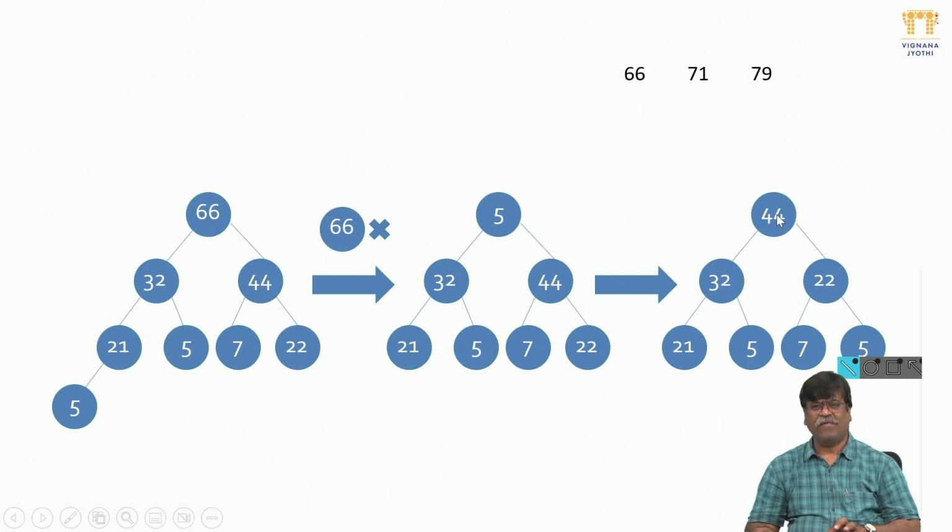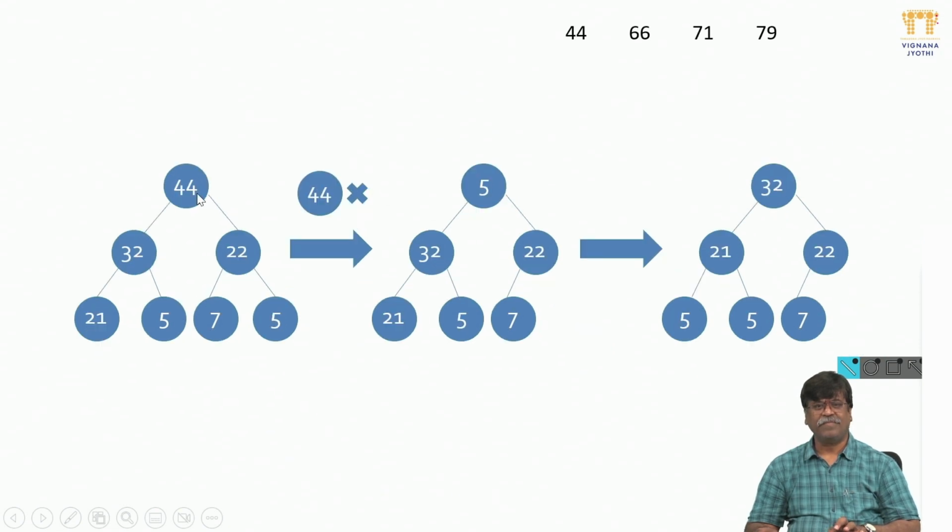Now you can remove 44 from the tree. After removing 44 from the tree, copy this last element 5 to the root place. Again you can apply the max heap property and rearrange the elements here.